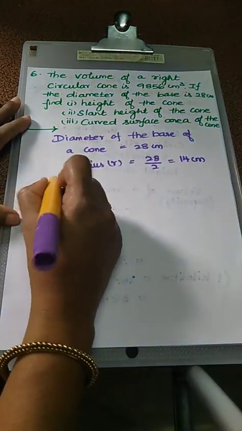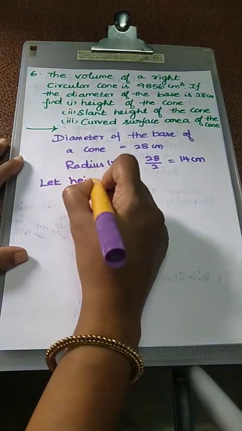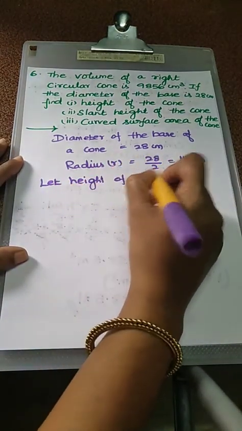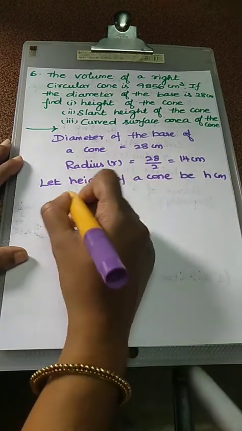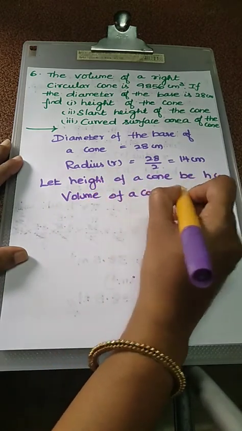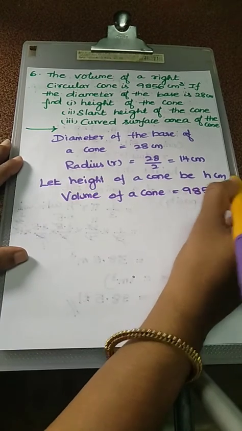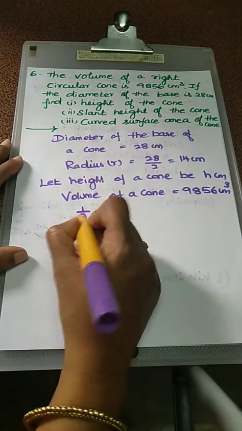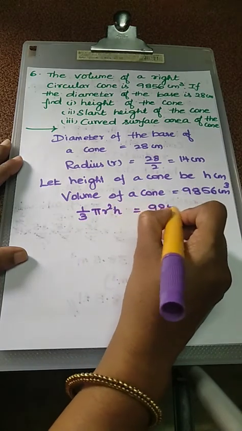We don't know the height value. We just imagine the height of a cone be h centimeter. Okay. Next take the value, volume of a cone. Volume of a cone is given, that is 9856 centimeter cube. Apply the volume of a cone: 1 by 3 pi r square h is equal to 9856.